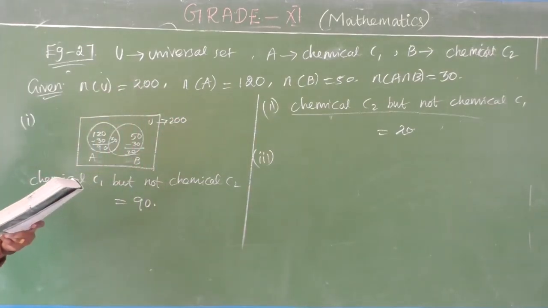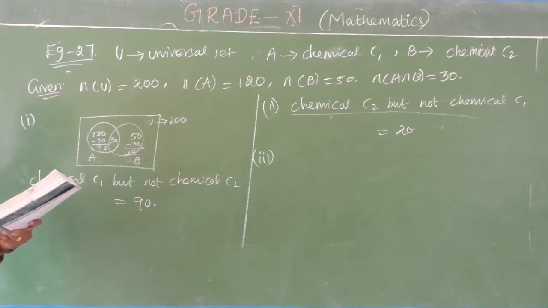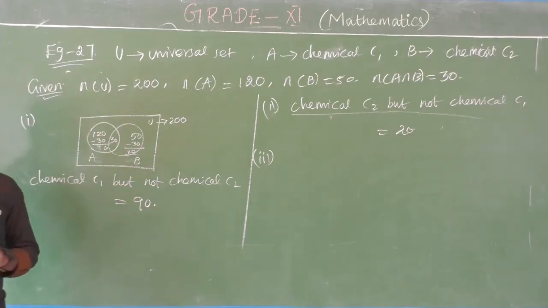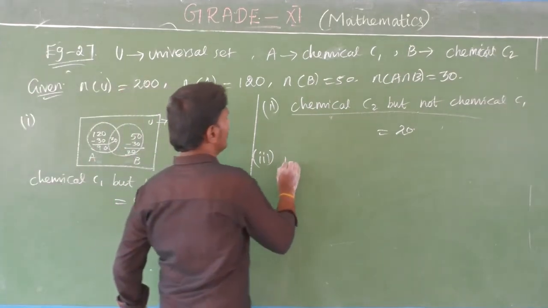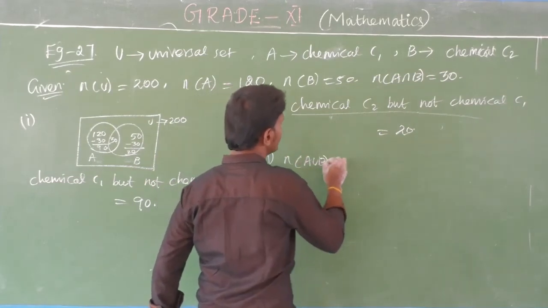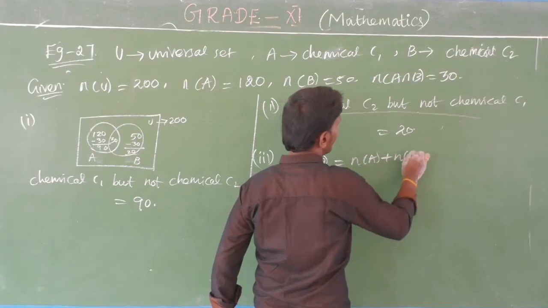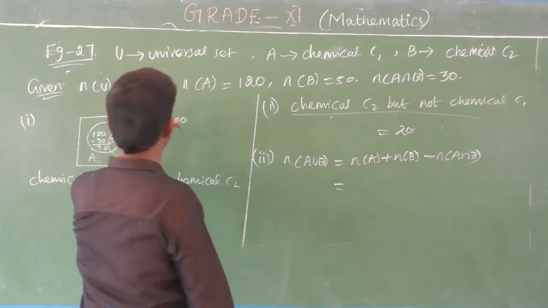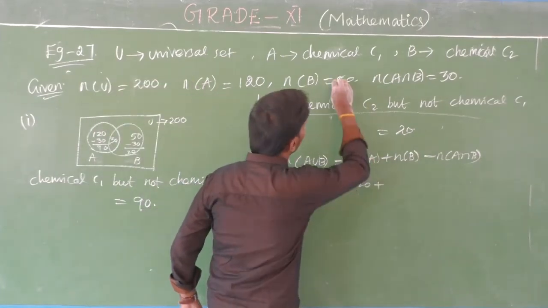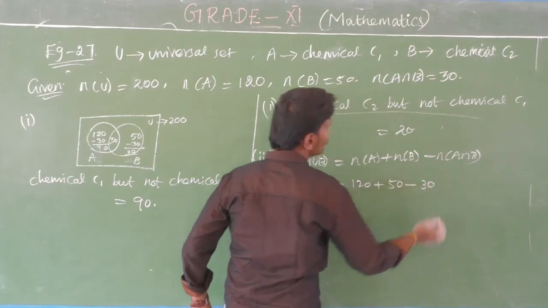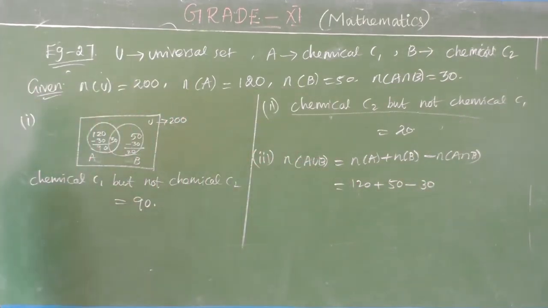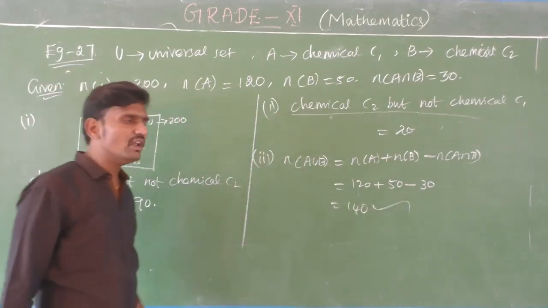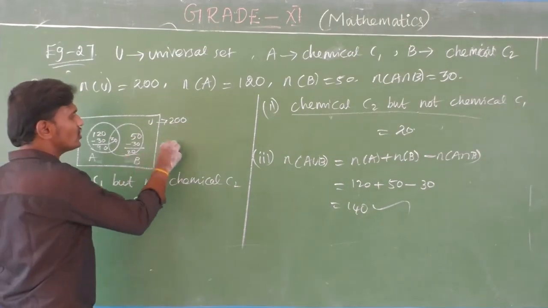Find the number of individuals exposed to chemical C1 or chemical C2. So for "or" we want to use n of A union B. Now n of A union B is equal to n of A plus n of B minus n of A intersection B. Use the formula: n of A is 120, plus n of B is 50, minus 30. So 120 plus 50 is 170, minus 30 is equal to 140. This is the usage of the formula method.